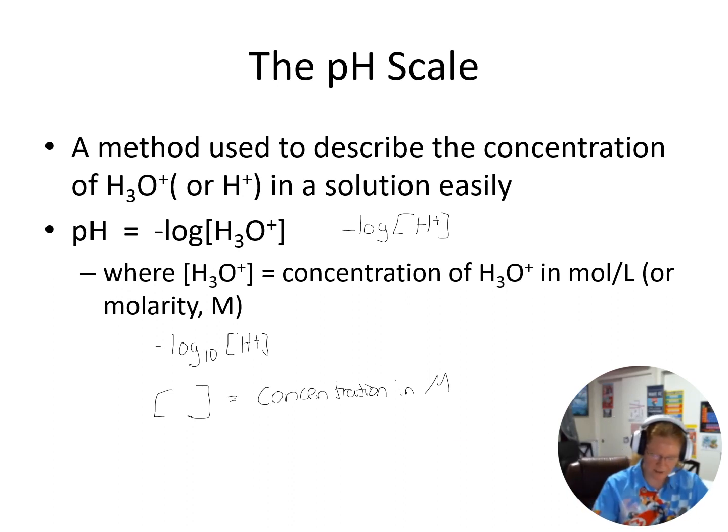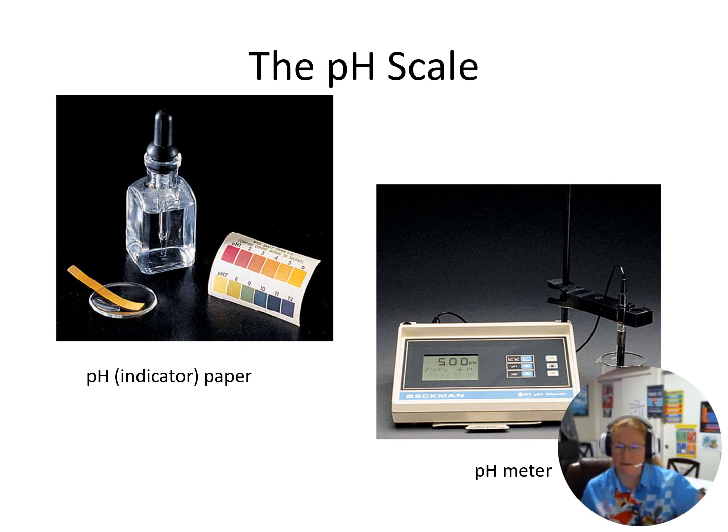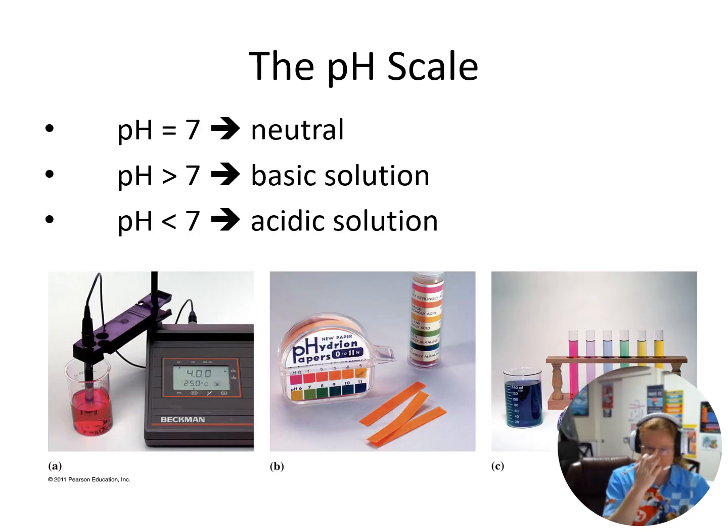To measure the pH, we can use indicators. These are things that are colorful. They're not going to give us a super precise reading on the pH, but they'll give us an approximate pH. To get a more accurate reading, we use a pH meter. Okay? That gives us an actual numerical value. So again, a pH of 7 is neutral, more than 7 is basic, less than 7 is acidic.